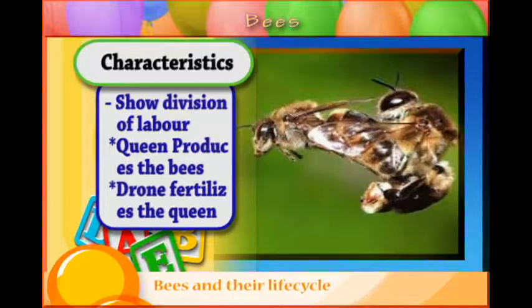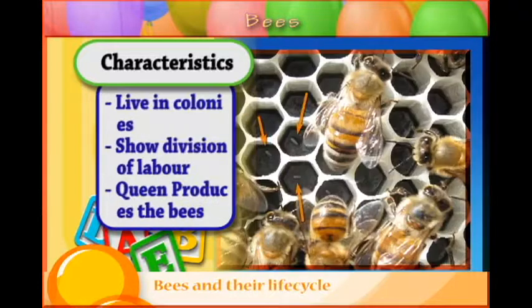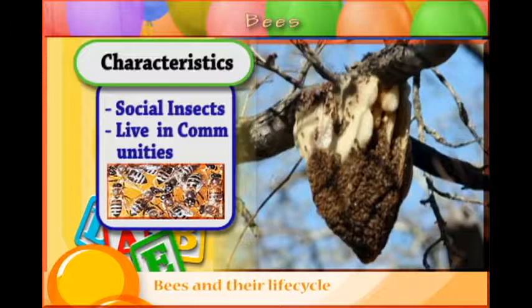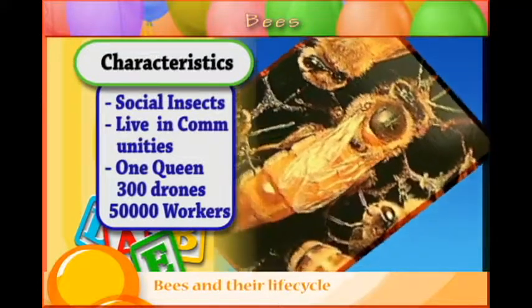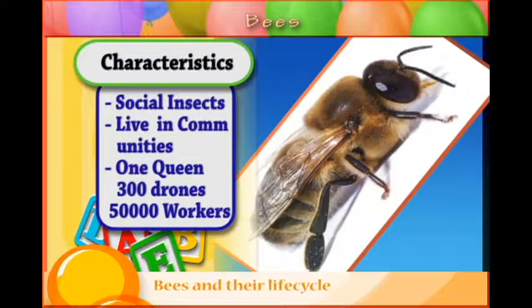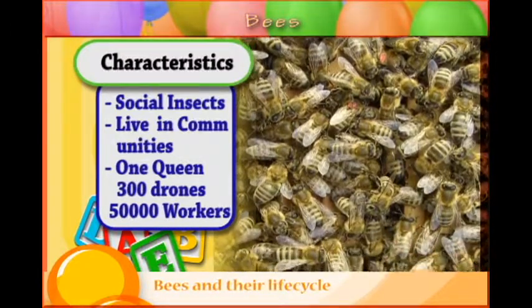And the drones, their portion is to fertilize the queen, whereas the work of the queen is to produce other bees. Those are the divisions of labor. We have said that the bees are social insects that live in communities, and they have different sections. We have one queen, up to about 300 drones, and from 50,000 to 80,000 workers.